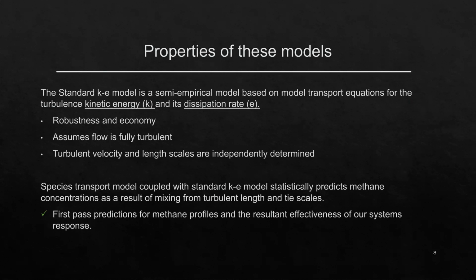So by incorporating both the turbulence model with the species transport model, which is a function of the statistical velocity gradients, then some first pass predictions may be able to be made to generate these methane profiles and can be used to assess the response and effectiveness of our system.